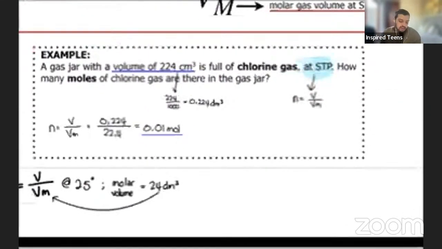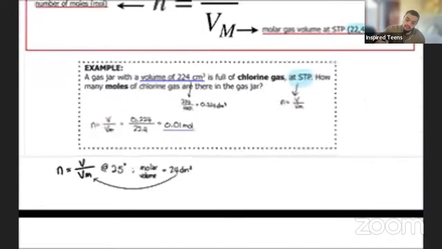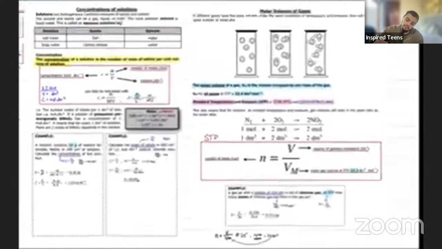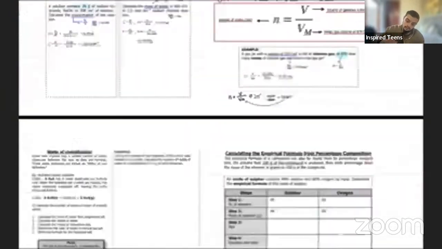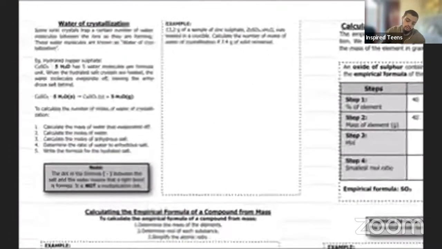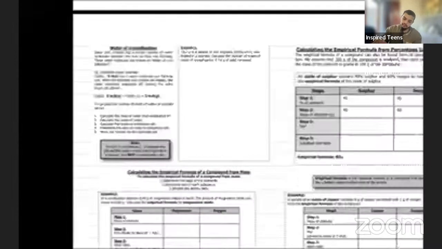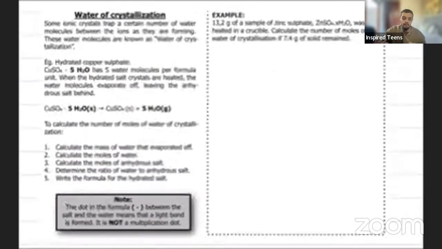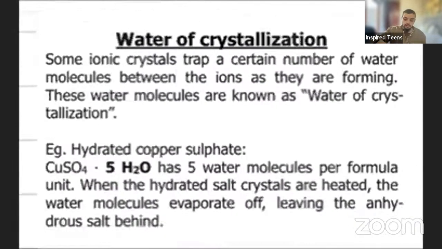Example, a glass jar. We just did a basic volume calculation using these amounts. This was at STP, I think. Okay, so those are basic concepts, covered. Let's go through water of crystallization, which is in a kind of weird place, but it's fine. We'll go through it. It's not too difficult.